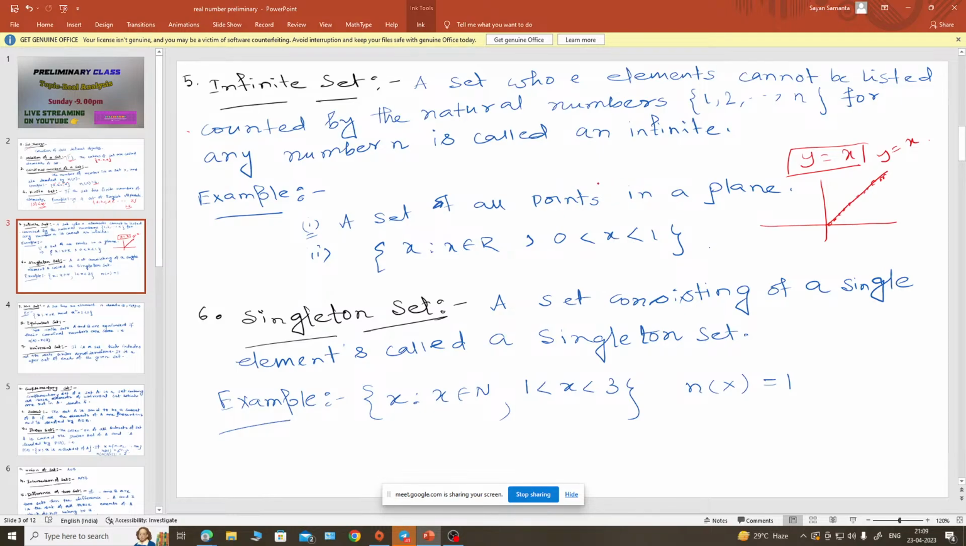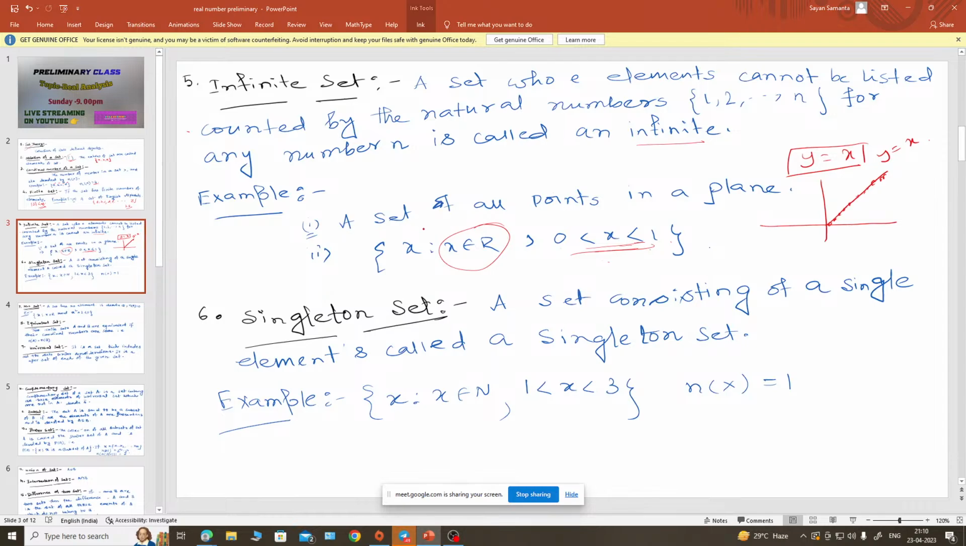Clear to everyone? Another example is if we consider x belongs to 0, 1. Here there are infinite points, because if we put x belongs to R, there are infinite points in the set. So this is an infinite set. Got it? So an infinite set is a set whose elements cannot be listed or counted by a natural number 1 to n for any number n.